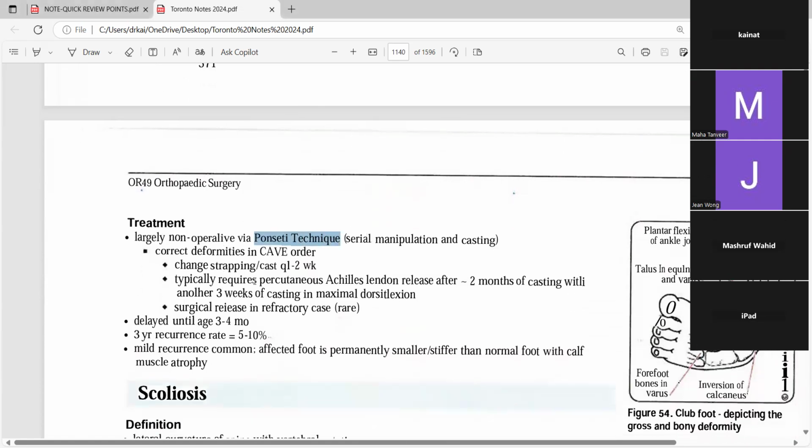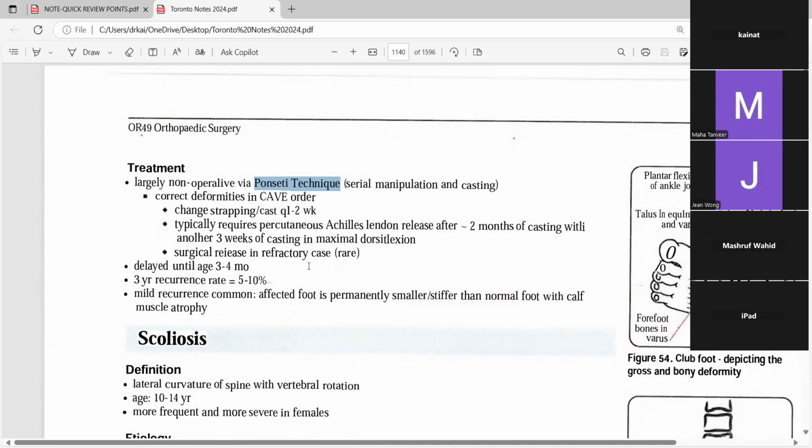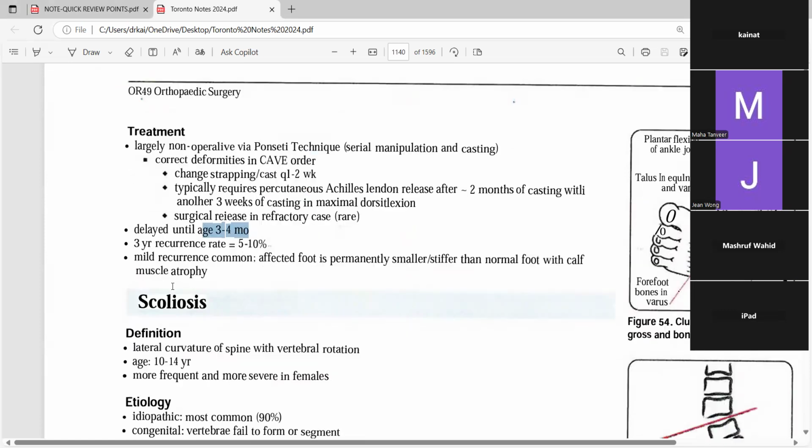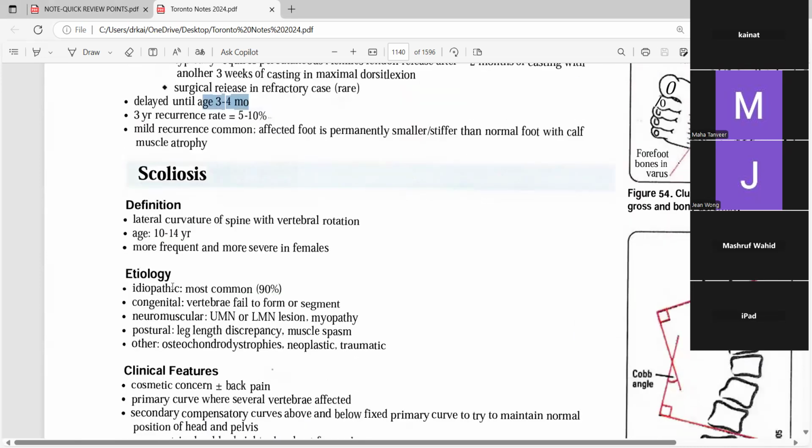So correct the deformity. So you have to do the cast for 1 to 2 weeks, typically percutaneous Achilles tenotomy, and then another 3 weeks you have to continue with the casting, then surgical release in the refractory cases if it comes back again and again. Delayed until 3 to 4 months. So when are you going to do the treatment? That's important. 3 to 4 months, and 3-year recurrence could be there.